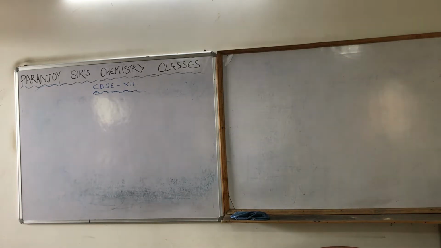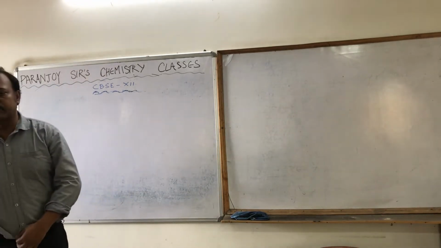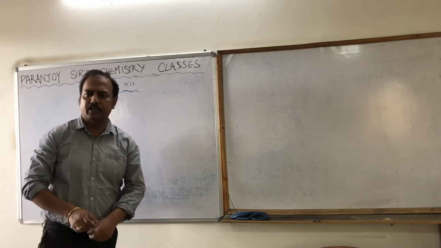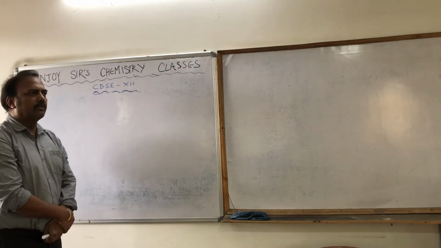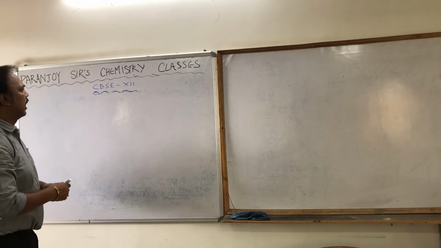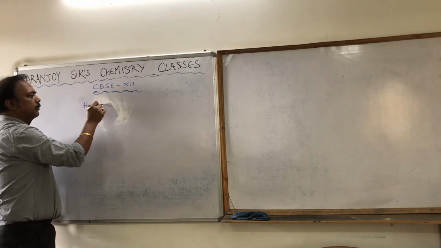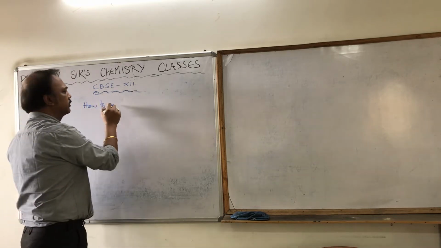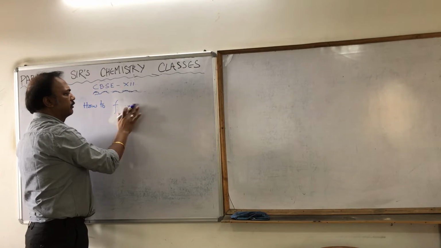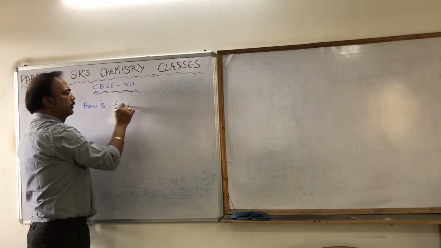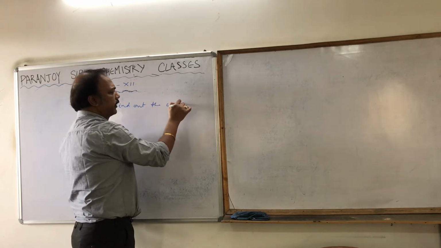Okay, so till first order reaction we have done the expression for the first order reaction, the numerical for the first order reaction, everything is done. Now the next question is how to find out the order of a reaction, how to experimentally find out the order of a reaction.